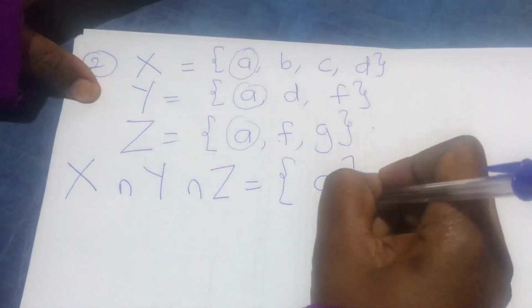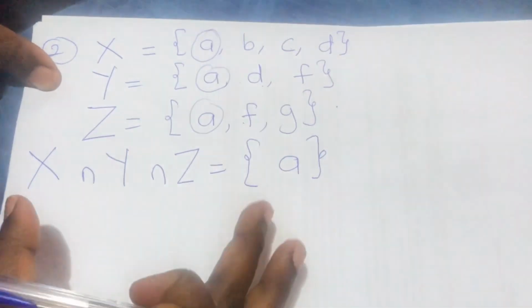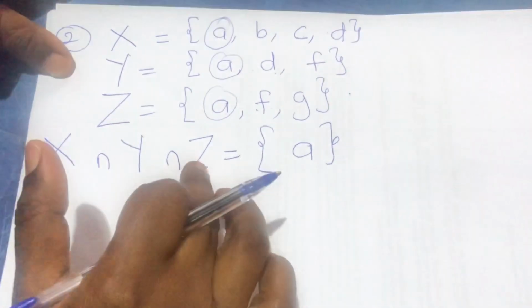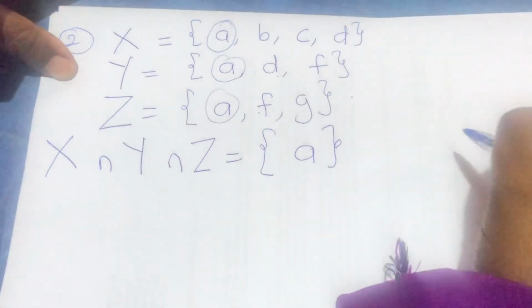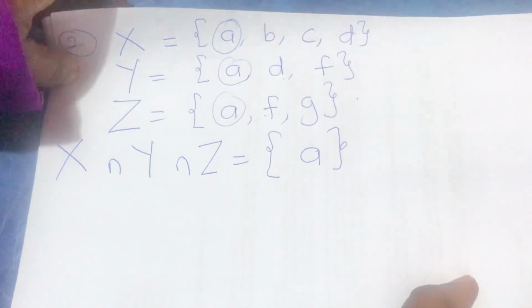So this type of set is known as a unit set. That is, the intersection of X, Y, and Z is only A, and that is a unit set. We studied that one in our previous lesson.